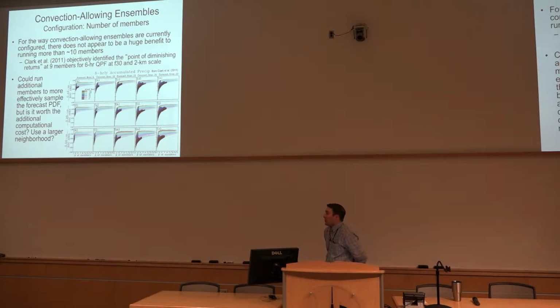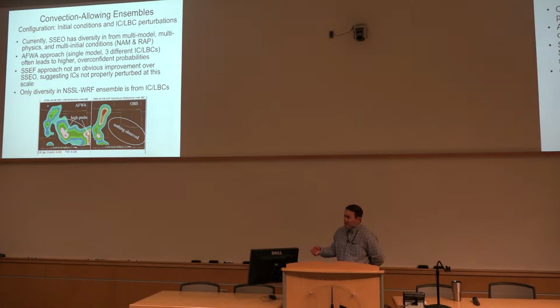Some of the work that Adam Clark at NSSL has done looked at convection-allowing ensembles compared to convective parameterized ensembles. For the convection-allowing scale, he found that for QPF, at least, beyond around 9 members your point of diminishing returns occurs. Basically, you're just not getting enough enhancement in skill by adding more members.